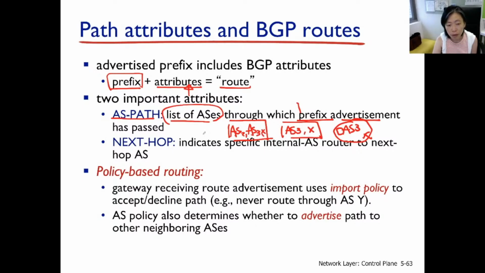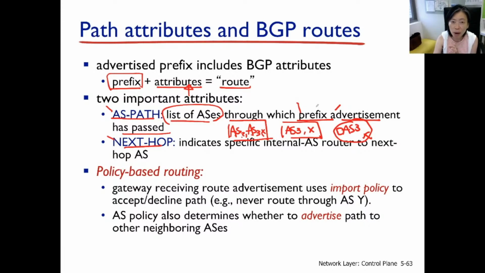Okay. So now AS2's neighboring AS receiving such an advertisement will then discover a path to go from AS2, AS3 to destination X. So the list of ASs that the prefix advertisement has traversed, that is the AS path. That is one and the most important part in the attribute set. The second important one is the next hop.